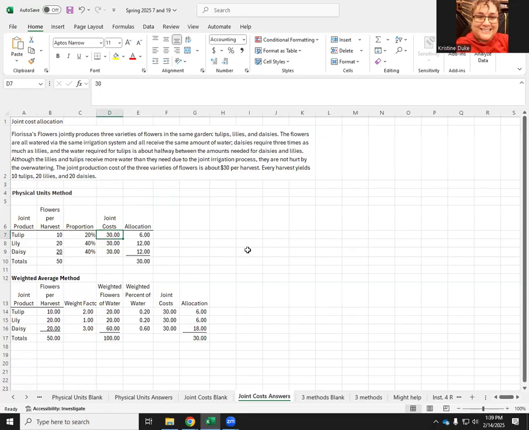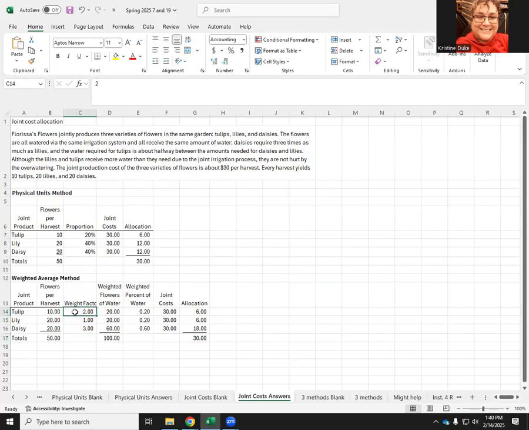Now this weighted average method is taking into consideration the amount of water being used to produce these flowers. Now in here, it says the flowers are all watered, all receive the same amount of water. Daisies require 3 times as much as lilies. And the water required for tulips is about halfway between the amount needed for daisies and lilies. So here we go. Daisies get a 3. Tulips are in between lilies and daisies, so there are 2, because what's in between 1 and 3? 2. Okay, and lilies are 1.